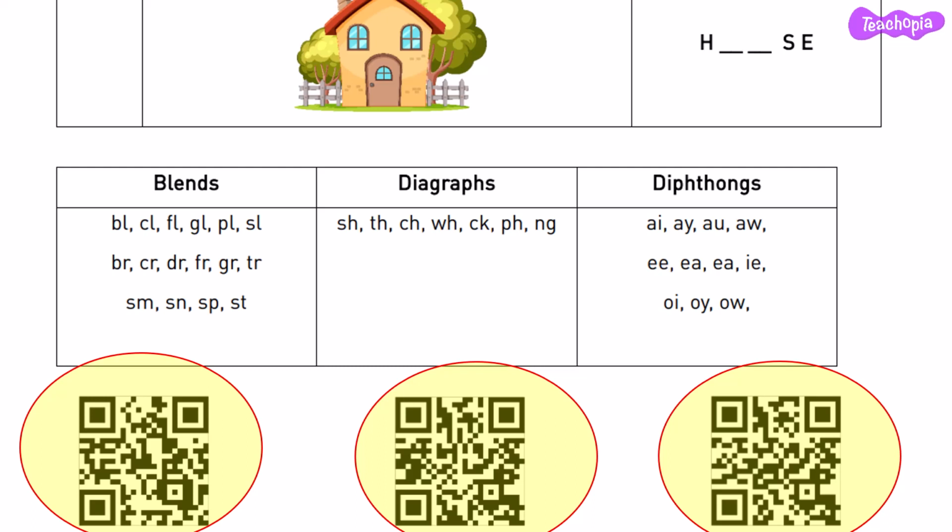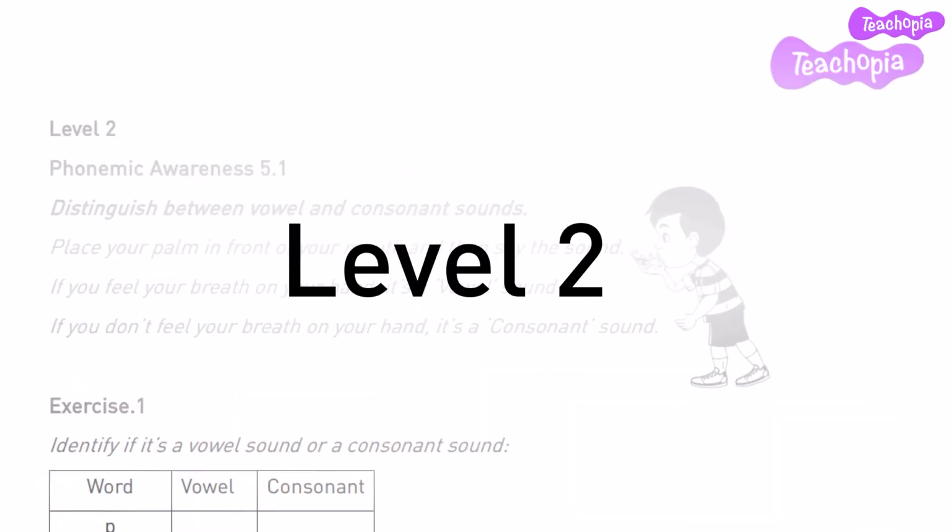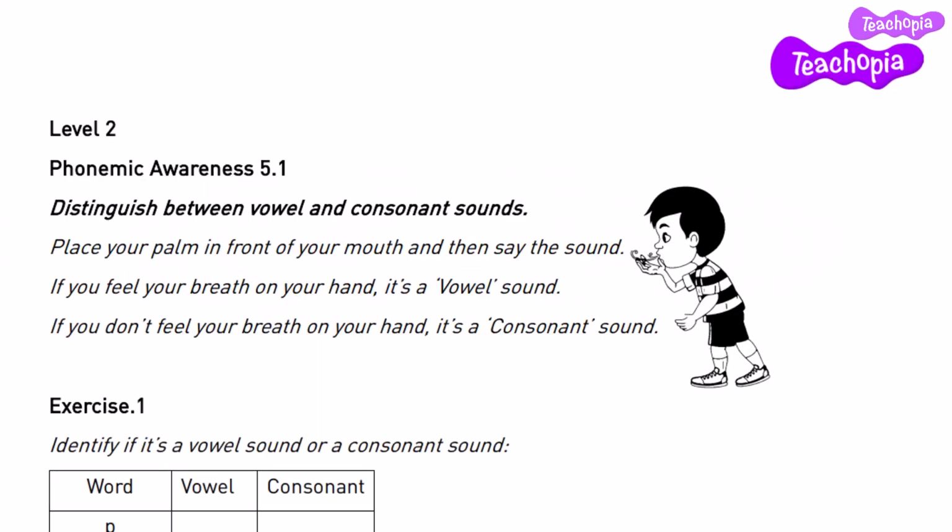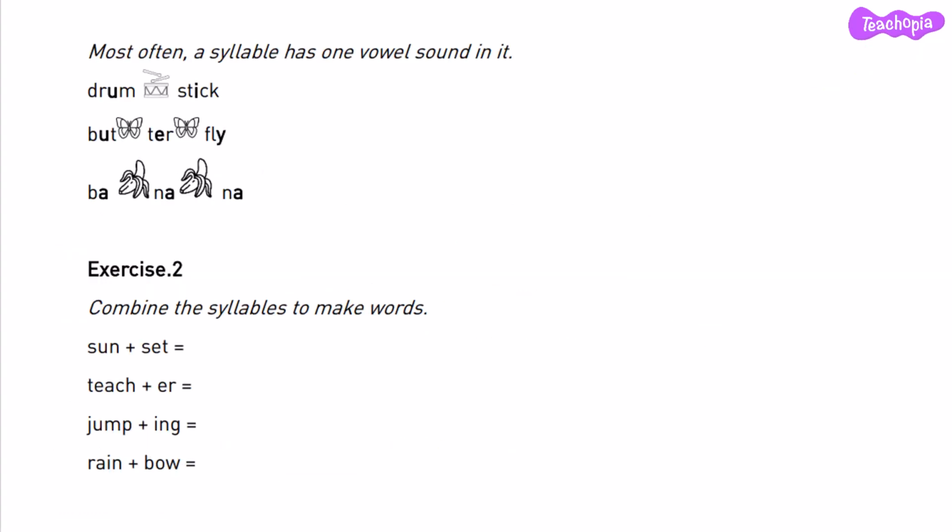Scan codes provided here to enable learners to learn these unique sounds as they practice using them in speech as well as writing. In Level 2 of Phonemic Awareness, we will focus on distinguishing between vowel and consonant sounds. Learners will also be introduced to simple syllable formation and practice sections combining syllables to form familiar words.